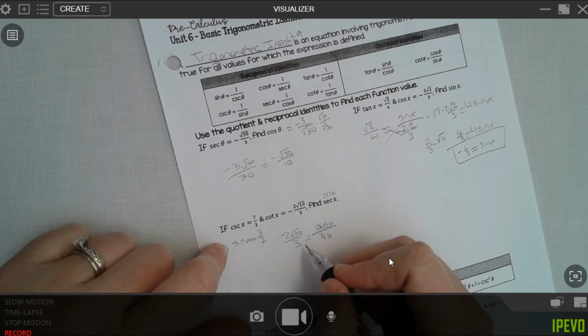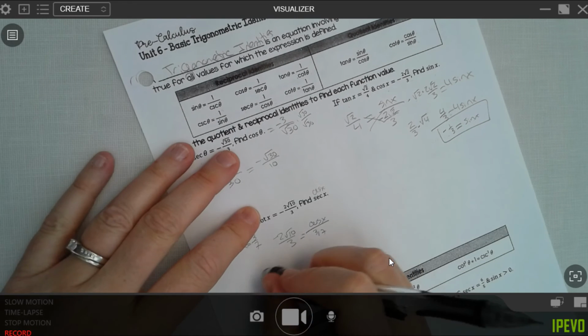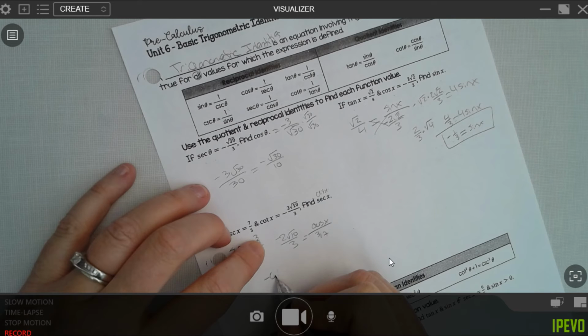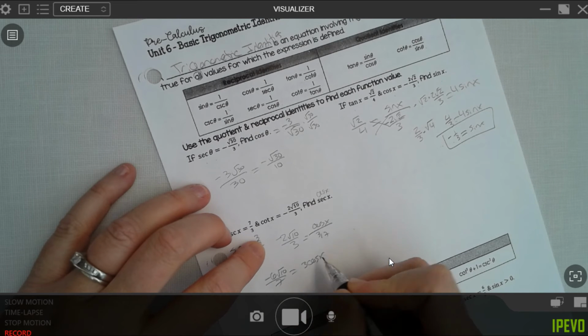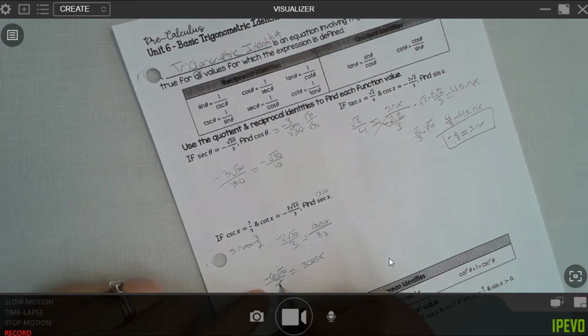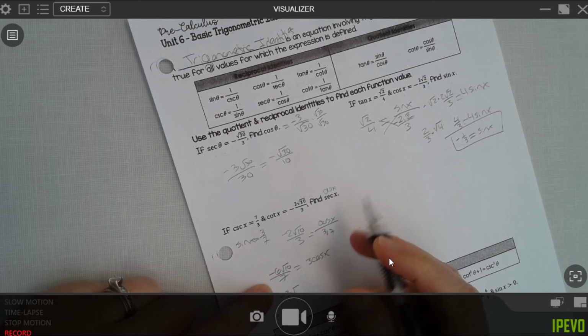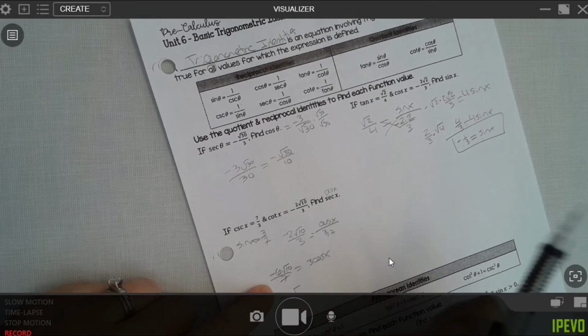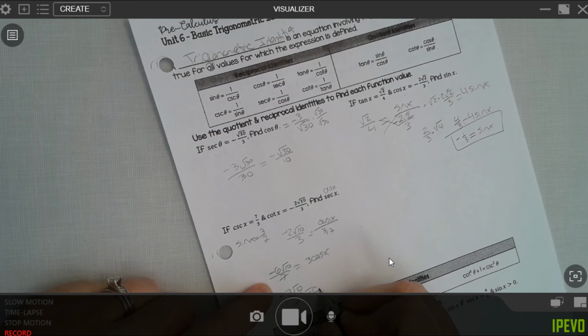I'm going to cross multiply these. So now I get negative 2. Actually, let's multiply a negative 2 times 3. So negative 6 radical 10 over 7 equals 3 cosine of x. So divide my 3 over right here. And then get negative 2 radical 10 over 7. That equals cosine of x.